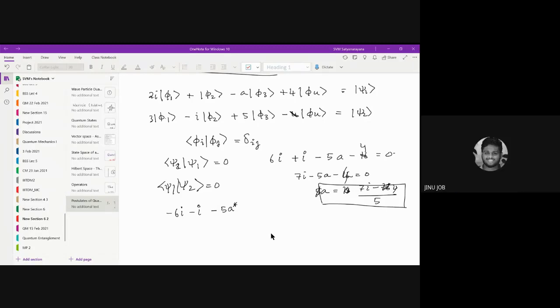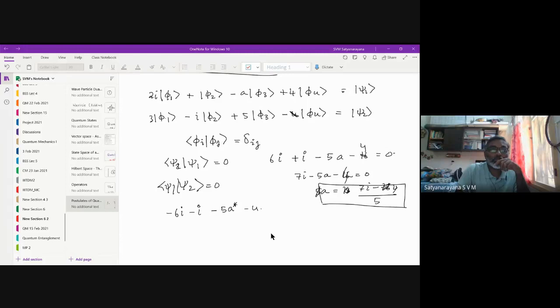Okay. Yes, sir. And this is minus 4. So you will have 5a star equal to 0. We have 5a star is equal to minus 7i minus 4, or a star is equal to minus 7i minus 4 by 5. It will be same as this. If you take a complex conjugate of this, then you will get this.